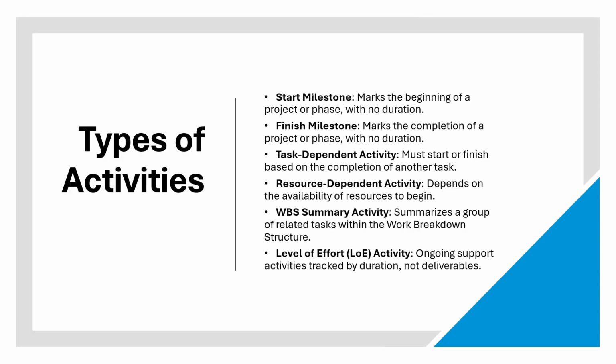So what are different types of activities? We have six types of activities in Primavera. Number one is start milestone. Milestone activity has no duration. It just shows that your project has started. Also, we have finish milestone. It shows that this work package has been completed. So it is a sign or mark that shows that this phase is complete.